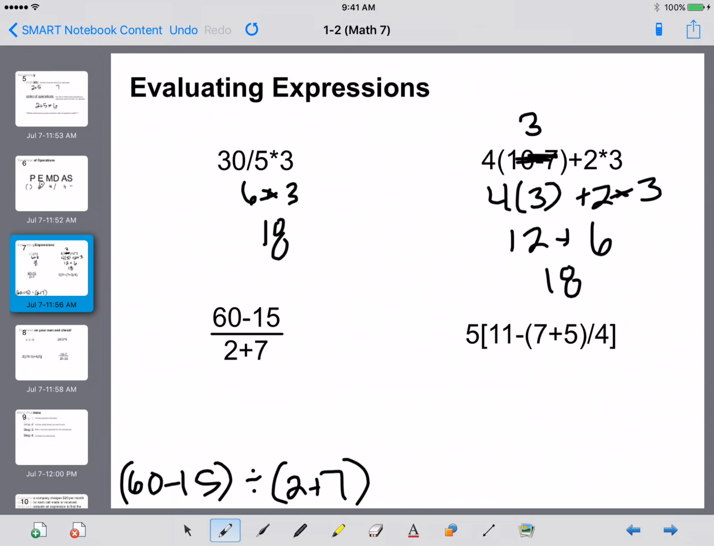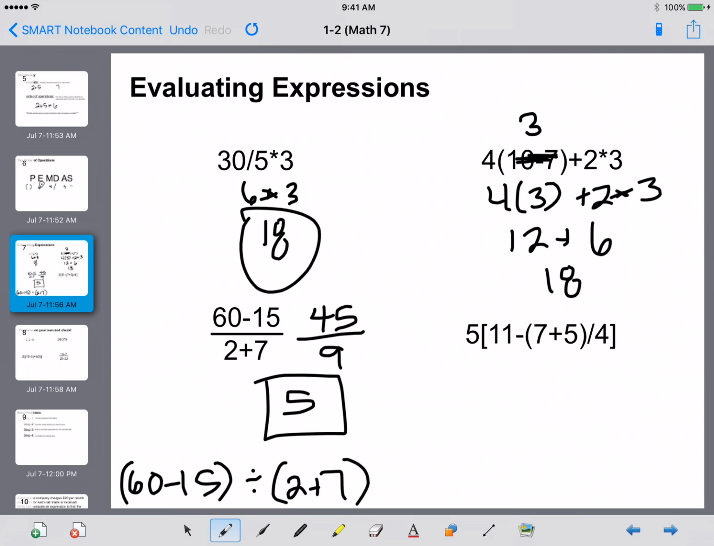So we're going to go 60 minus 15 is 45 over 2 plus 7, which is 9. And then we just do 45 divided by 9, which is 5. So you can circle all my other answers. So when you have a fraction there, solve the numerator, solve the denominator, and then you can divide.